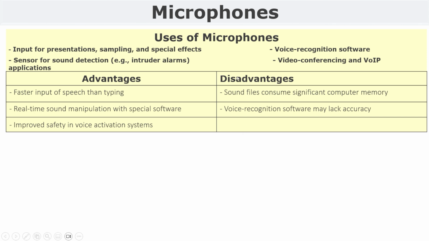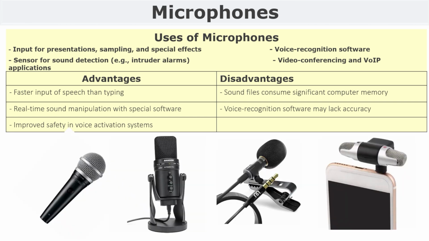Some disadvantages with microphones are that the sound files consume significant computer memory. With the use of sound files, it consumes a lot of memory space. And voice recognition software may sometimes lack accuracy. So even though you speak and the system recognizes your voice, sometimes when you speak again, it's not able to recognize that you are the same person speaking. So there are cases where they may lack some accuracy. And these are some examples of microphones that we have available.